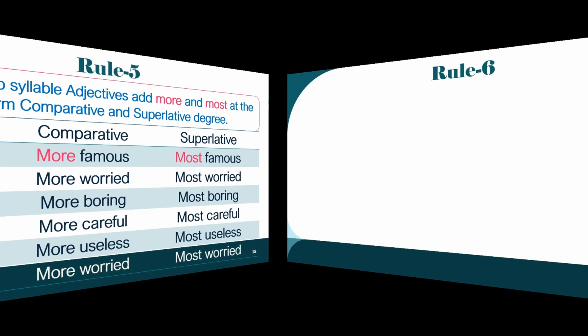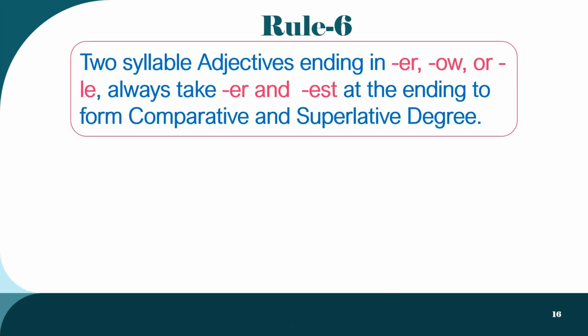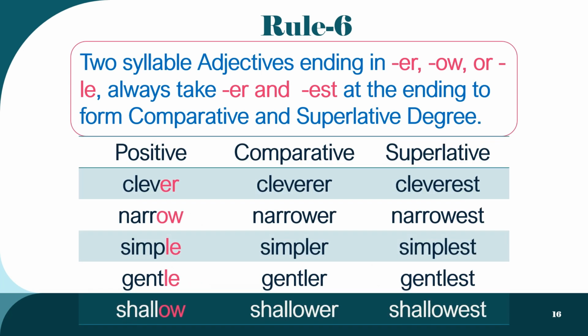Rule 6. Two syllable words ending in er, ow, or le always take er and est at the ending to form comparative and superlative degree. Examples are clever, cleverer, cleverest; narrow, narrower, narrowest; simple, simpler, simplest; gentle, gentler, gentlest; shallow, shallower, shallowest. But this rule has some exceptions. Some two-syllable words like humble, eager, proper use more or most before them to form comparative and superlative degree.